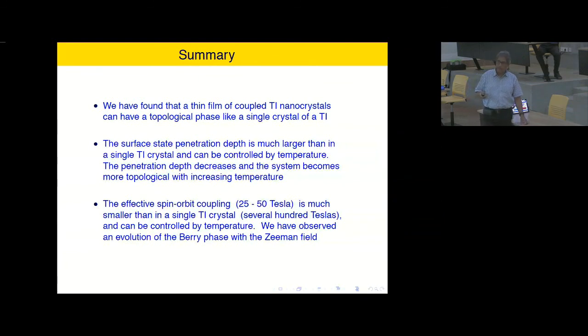The effective spin orbit coupling, I showed a plot of that. In units of magnetic field, it's 25 to 50 Tesla. This is much smaller than in a single TI crystal, which is several hundred Tesla. Which means that modest Zeeman fields can be of the order of the spin orbit coupling in these systems, but not in single crystal topological insulators. And therefore you can see an evolution of the Berry phase with the Zeeman field more easily in these systems.